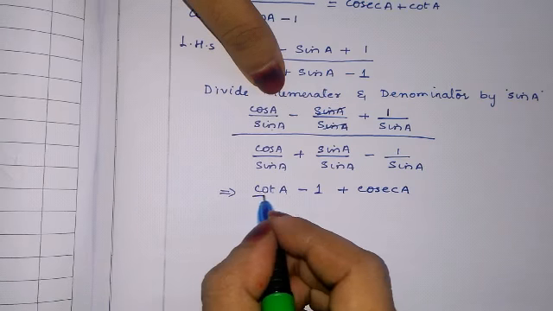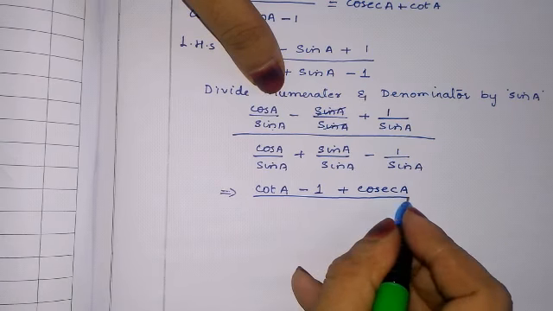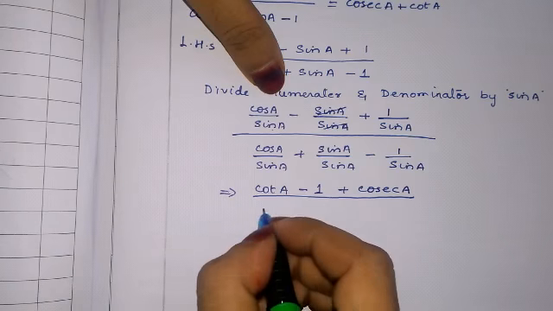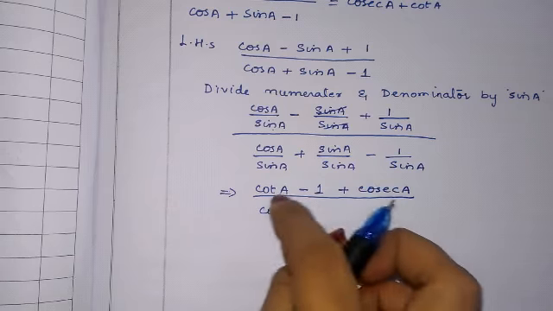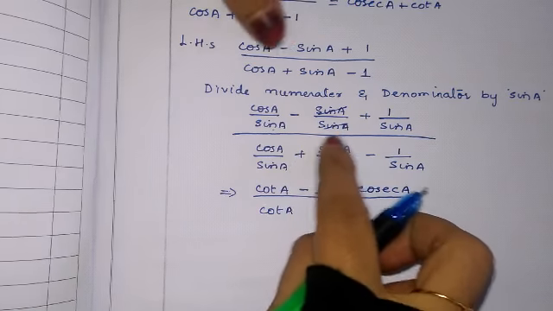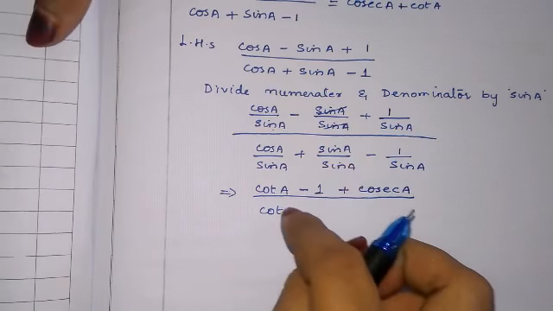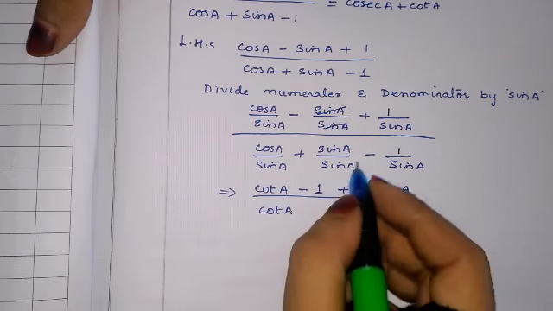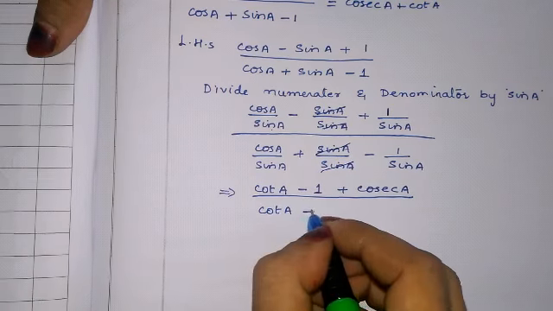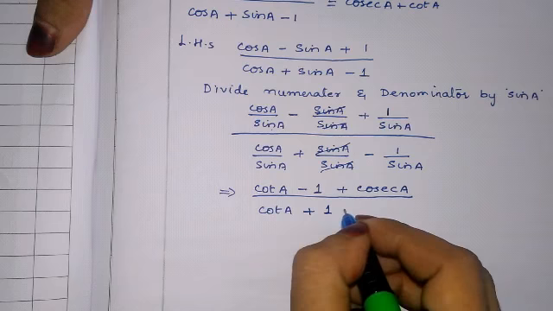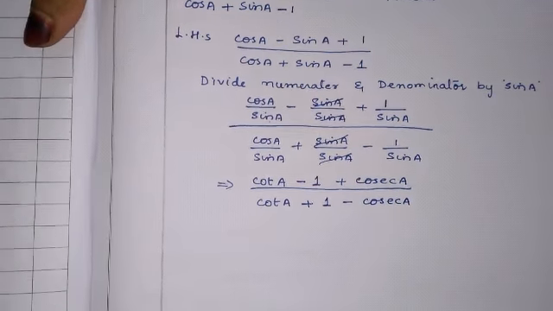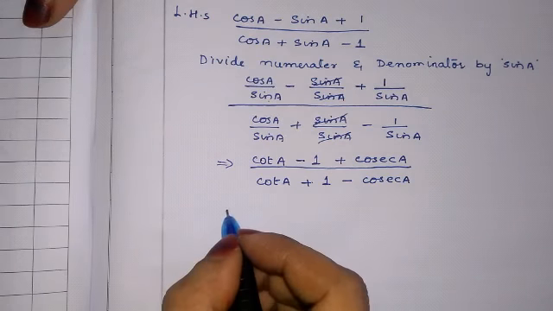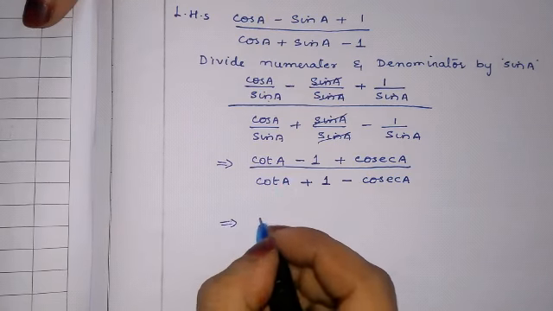You should remember the identities well. I have written the reciprocal ratio: cos by sin, cot A. Because they have told it in terms of cosec and cot, we have divided by sin A, so that we can get it in terms of cosec and cot. Sin gets cancelled, plus 1. 1 by sin is cosec.